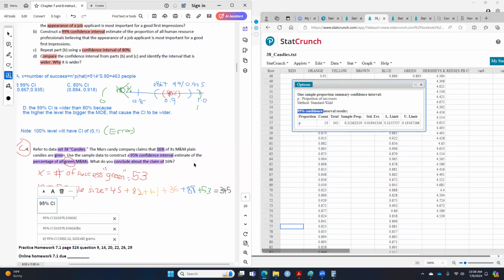This is your 95% confidence interval result. It's going to give us 0.116 to 0.192. Okay. 0.116 to 0.192. So if you know your x and n, that's how you do it.